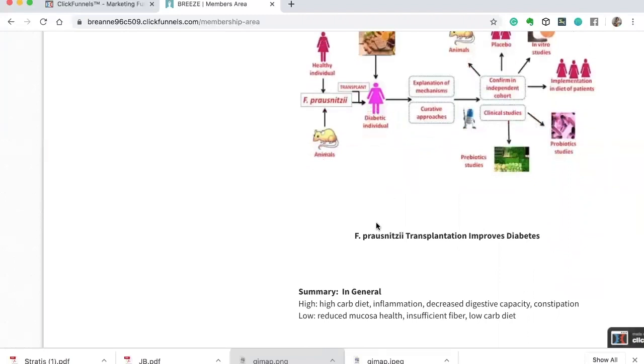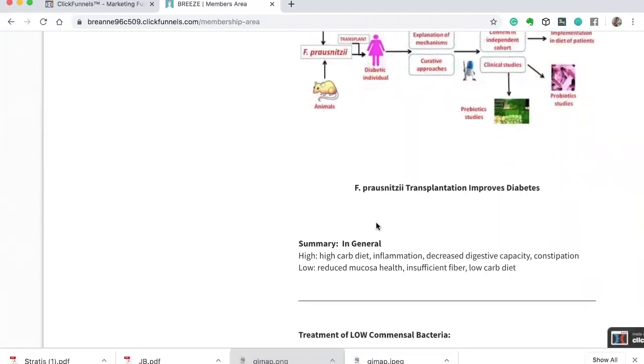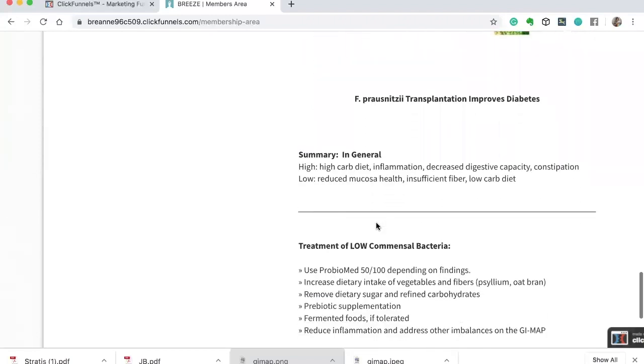So again, in summary, in general, a high carb diet results in overgrowth. Inflammation can be the root cause of overgrowth, as well as decreased digestive capacity and constipation. Low levels of these commensal bacteria can indicate reduced mucosal health, insufficient fiber, or a low carbohydrate diet.